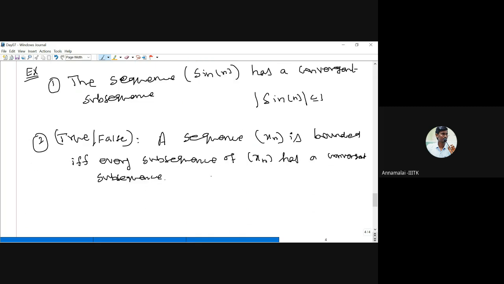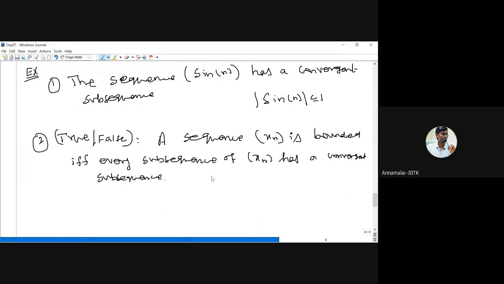So what is given: x_n is bounded if and only if every subsequence of x_n has a convergent subsequence. Again, we have a subsequence for the given subsequence. Is this true or false? If every subsequence of x_n has a convergent subsequence, can we say x_n is bounded? Yes, it's bounded. One way is clear. True means you have to give the proof. False means you have to produce an example.